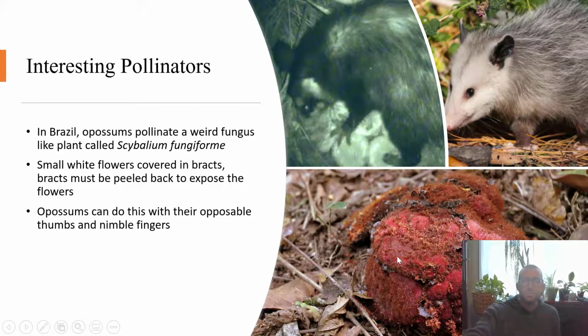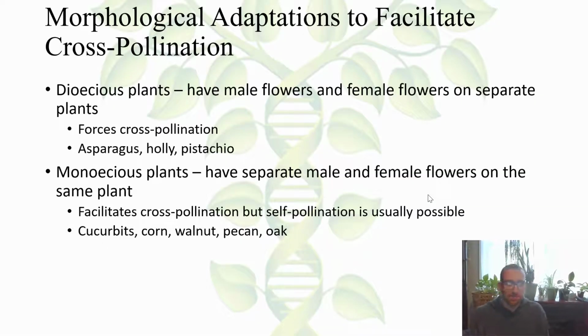Similar to the traveler's palm, this plant has these bracts, these modified leaves that cover small flowers, and the possum is the only animal in the area that has nimble enough fingers to move the bracts and get at the flowers and hence pollinate this plant. So one of my favorites. I love possums. I love their hands. They're actually really great benefits for us. They eat ticks, so you should appreciate possums. Okay. So kind of interesting aside on some pollinators.